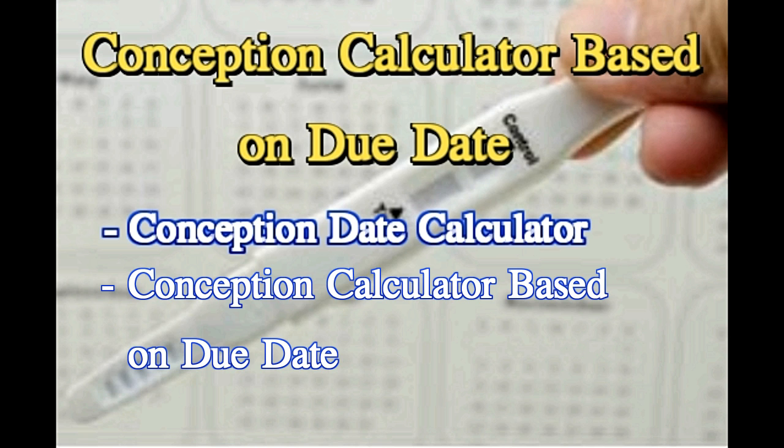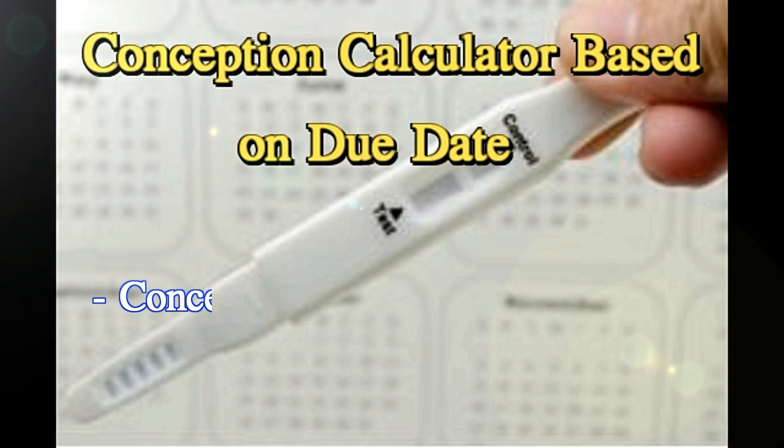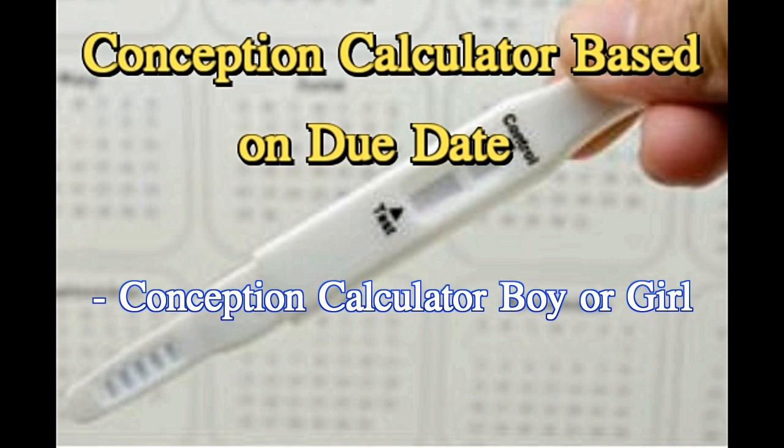Let us take an example to understand how to calculate the conception date, using the menstrual cycle. For example, the last menstrual period was on 1st January. The values in the table are approximate values. You will have to calculate the conception depending on your ovulation cycle, which can either be longer or shorter than 28 days. Conception calculator boy or girl.